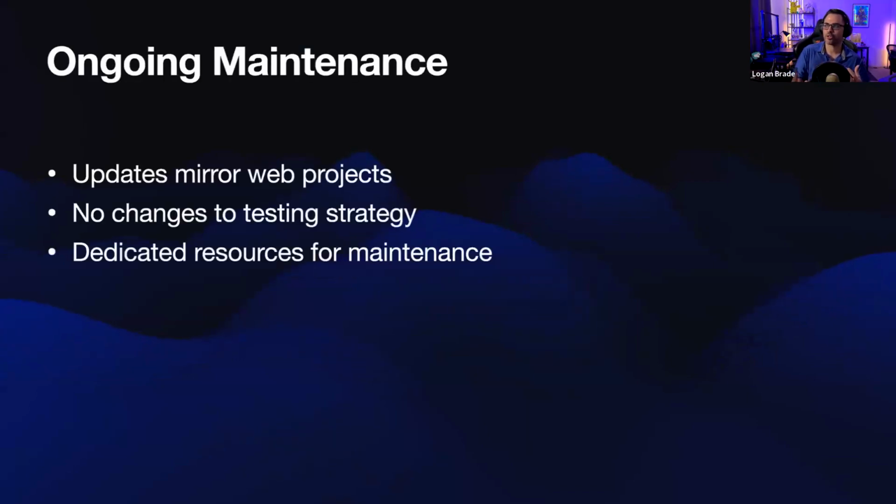Anyways, one of our strategies, and what we were going off of the assumption on, was that our updates were going to essentially mirror existing web projects. We were going to have zero changes to the testing strategy, and that was a mistake, and I'll tell you why. We were also going to dedicate resources to maintenance. Those native developers I was talking about that we would hire were going to be part of our ongoing maintenance strategy.